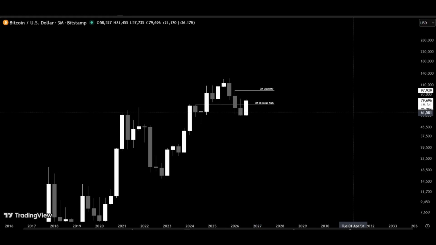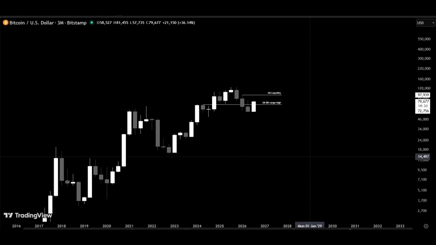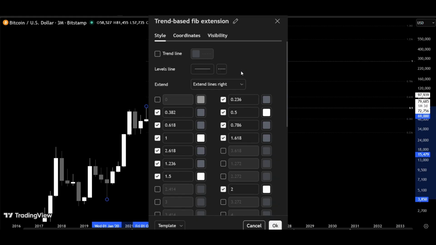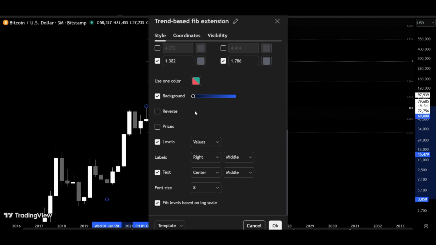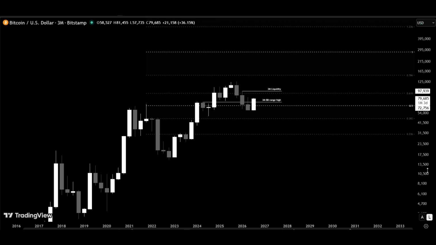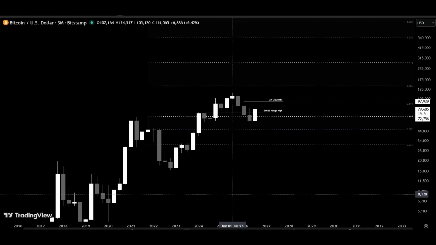As you can already see, Bitcoin has crossed above the 3-month block. That indicates strength. But we must not forget that the breakout is not confirmed yet, because the 3-month candle has not closed above the block. There is still another month before the candle closes.